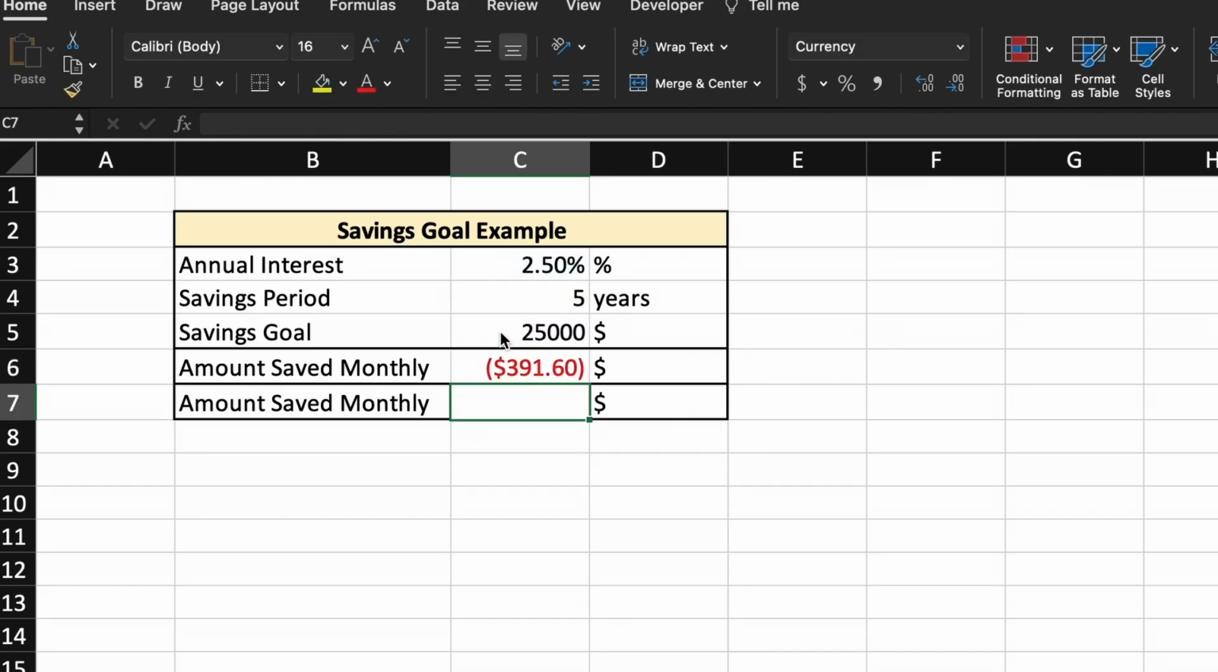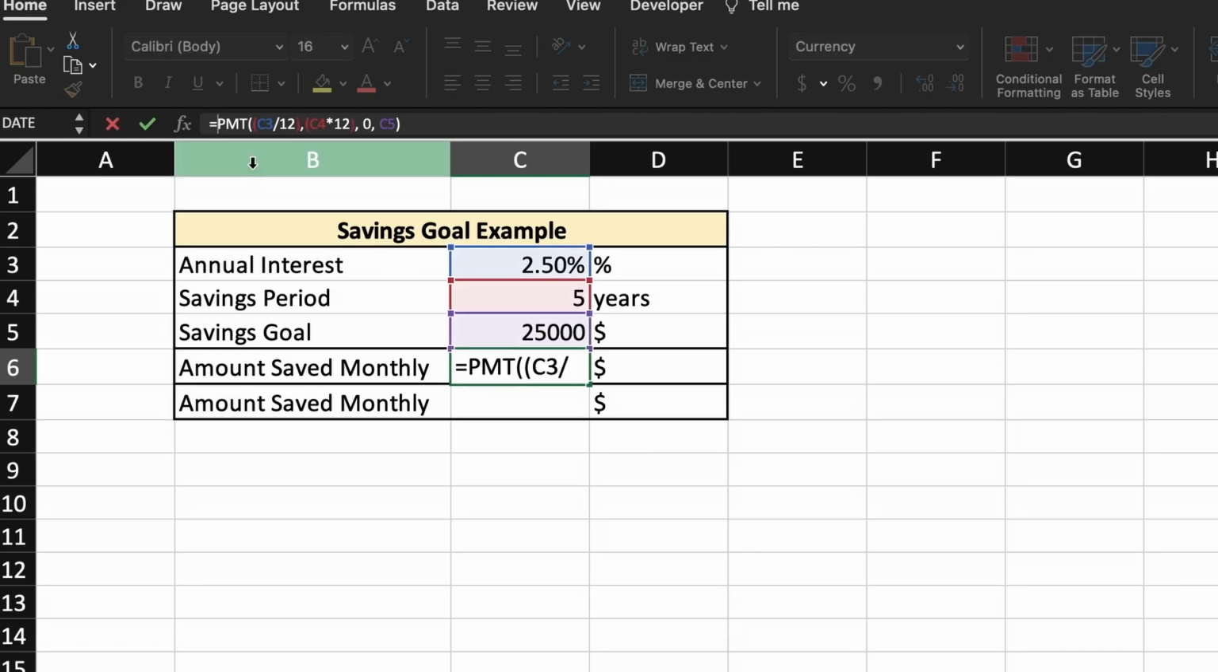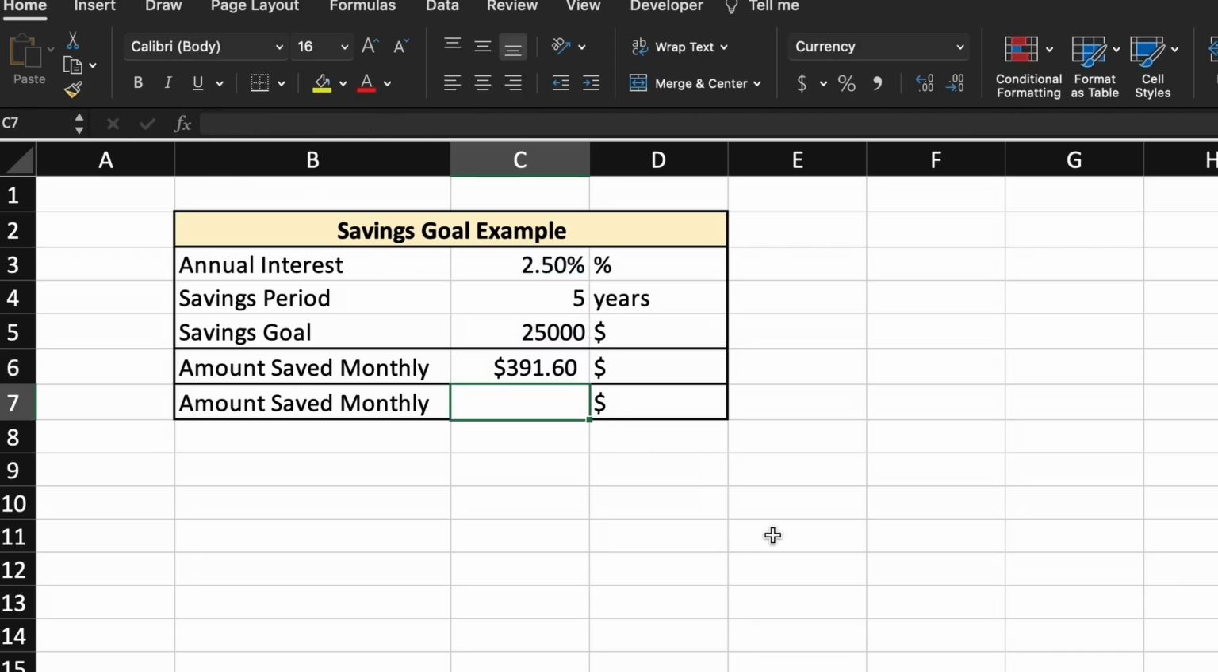As you can see here, we are returned a negative value. This is because the payment function always returns a negative by default. Therefore, if you wish, you can just add a negative out in front of the function to eliminate that. Therefore, you can see that we need to save this amount every month to reach our savings goal.